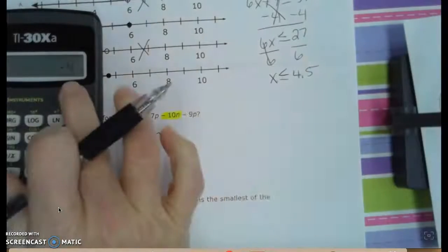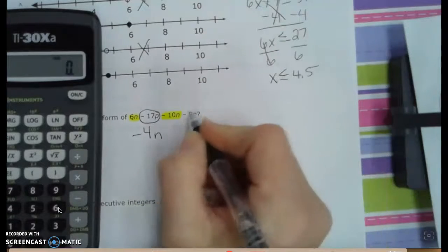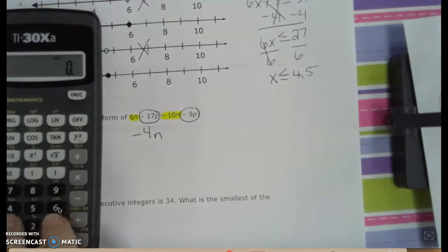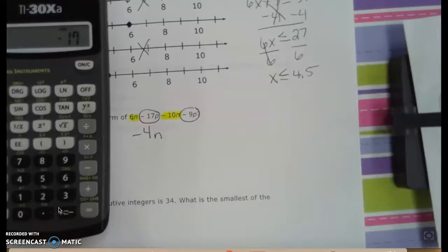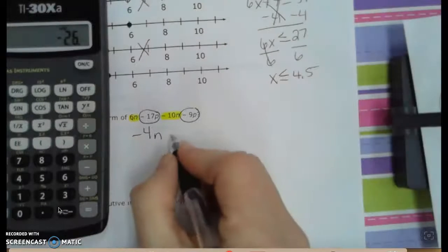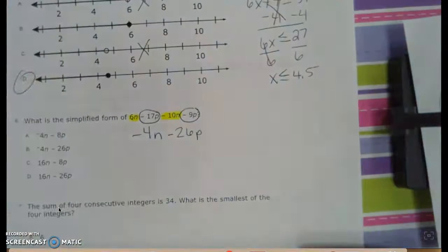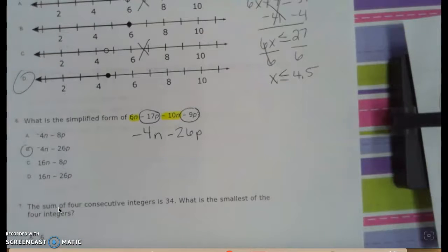And again, you've got to be really careful. This is a negative 17p, and that's like a minus 9. So remember 17, and then you hit this positive negative button down here beside the equal sign, makes it negative, and then minus 9. And you get minus 26, and that's going to be 26p. So that answer is going to be B.